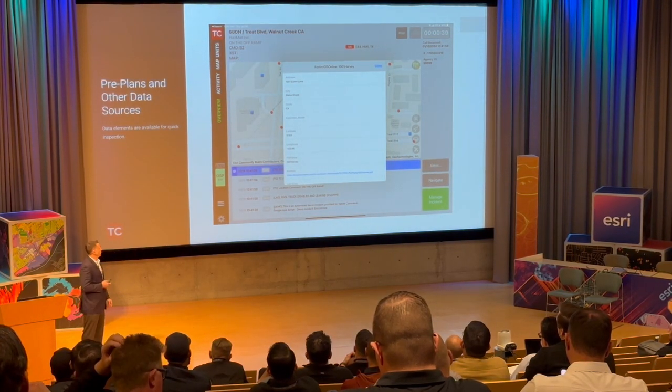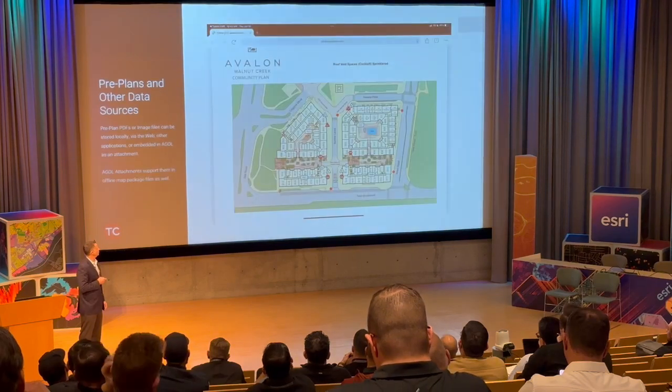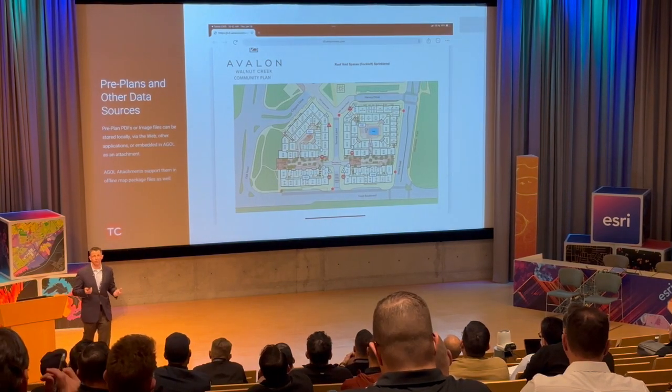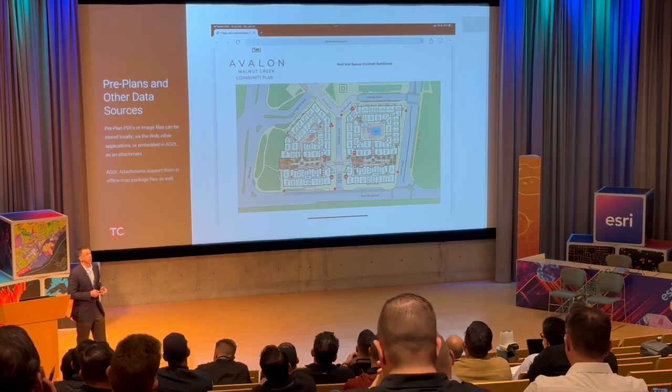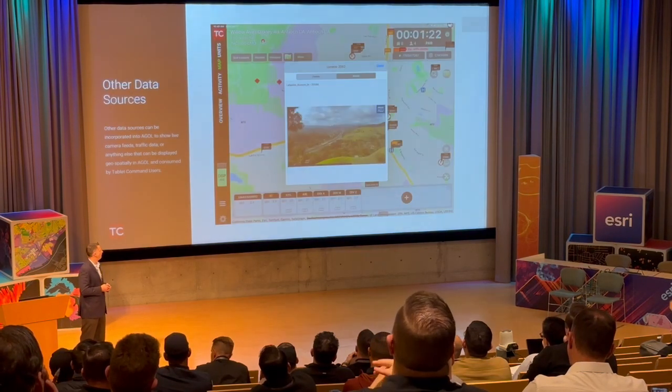Here's an example of just inspecting one of those points. Here's a legacy PDF that we might see, or an apartment map. That's supported as well, so that can be sourced from that map data as well.